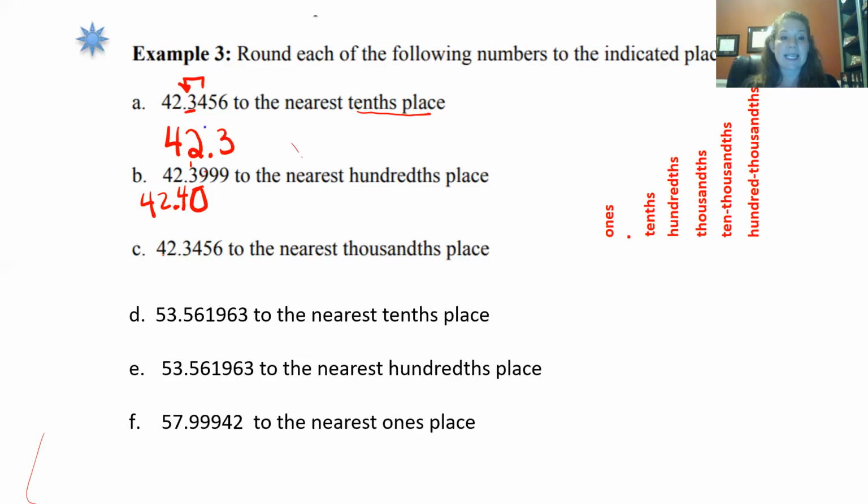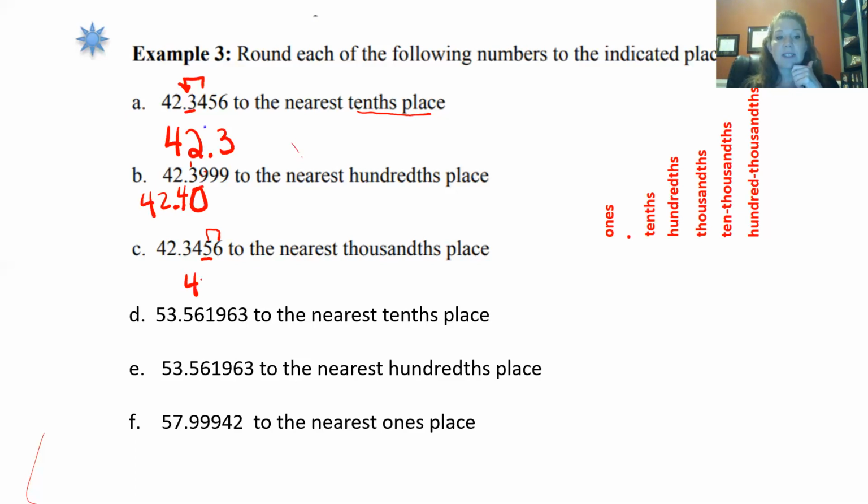Let's look at letter C. It says round this number to the nearest thousandths. So first of all, you have to figure out which number's in the thousandths place. Tenths, hundredths, thousandths. So the 5 is in the thousandths place. So which digit tells me what to do with my 5? Well, it's the digit to the right of the 5. Well, the digit to the right of the 5 is a 6. And since that digit is 5, 6, 7, 8, or 9, that means my 5 turns up to a 6.